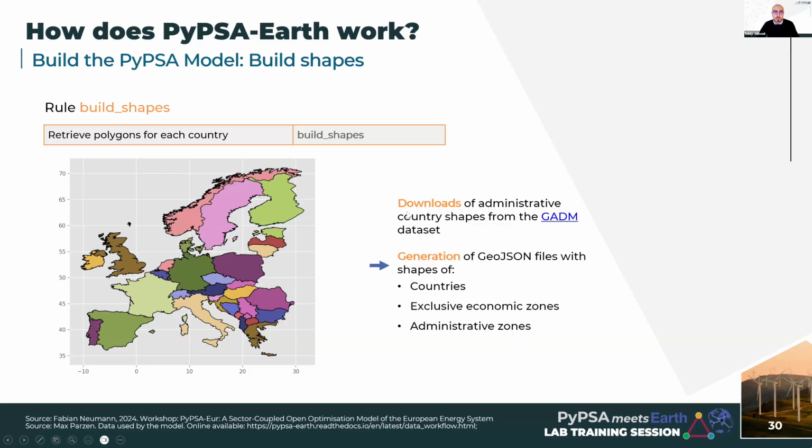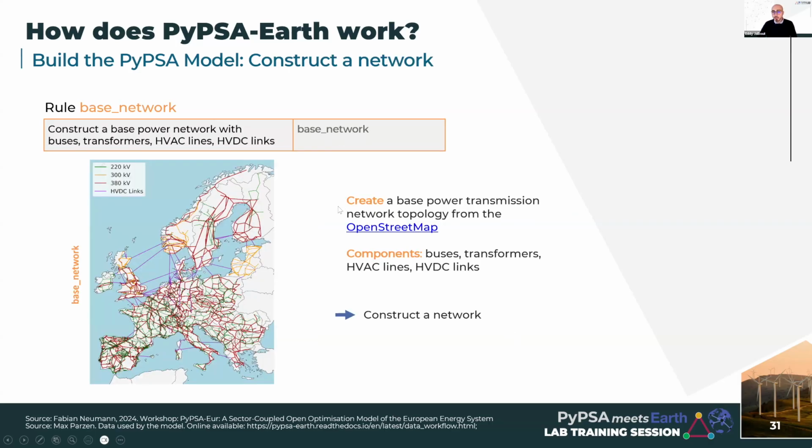With these build shapes, we'll see later on what we can do. There is another rule afterwards, which is the base network. This is where we construct a base power network with buses, transformers, high voltage AC lines, and HVDC links. Here we see that those are already shown for the European countries. These are collected from OpenStreetMap, filtered, and, let's say, curated for the input of the model.